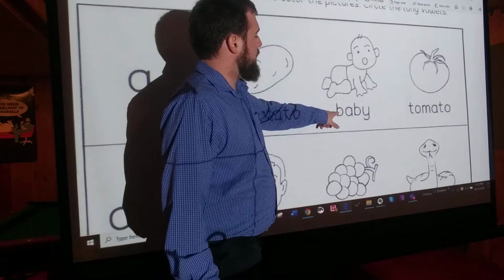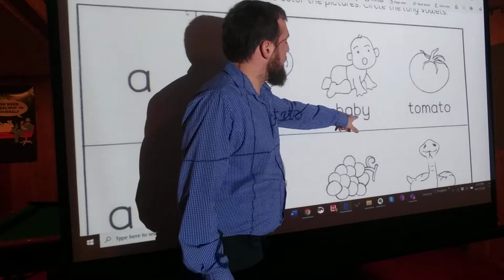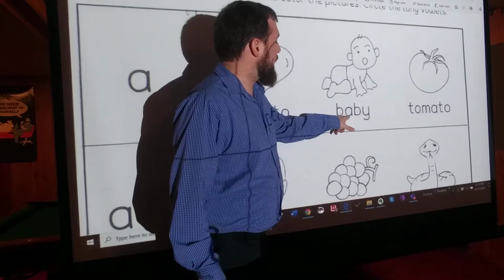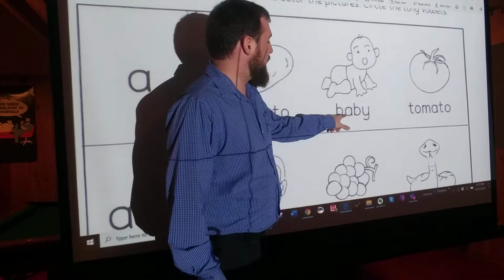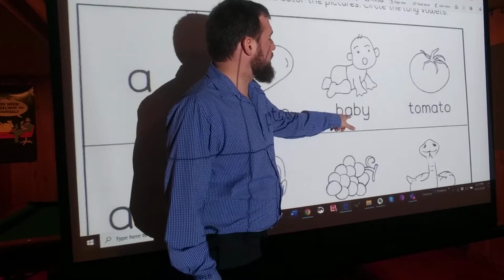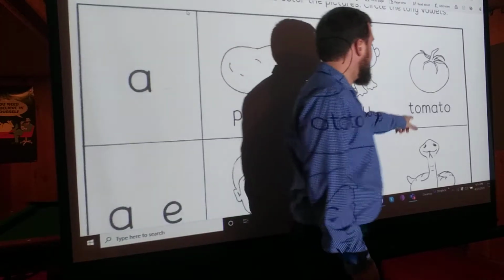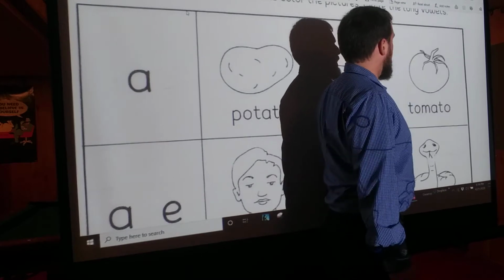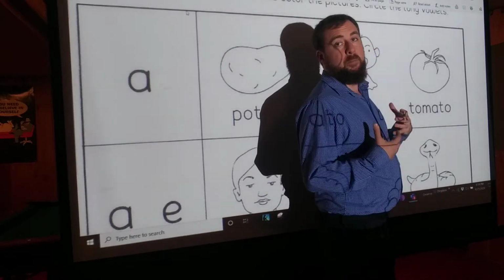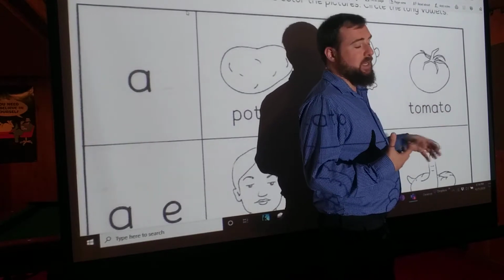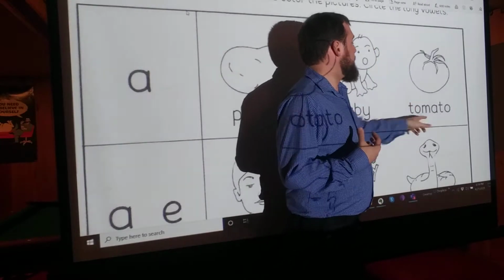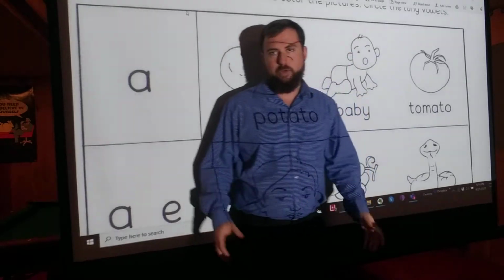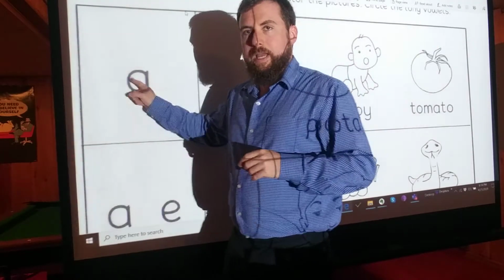Baby. B-A-B, okay? Long A. It's not a babby, it's a baby. The A makes the long A sound and says its name. And then tomato. Again, this is not a tomato. The A isn't making an ah sound. It's going A. Tomato. So, that's a long A.